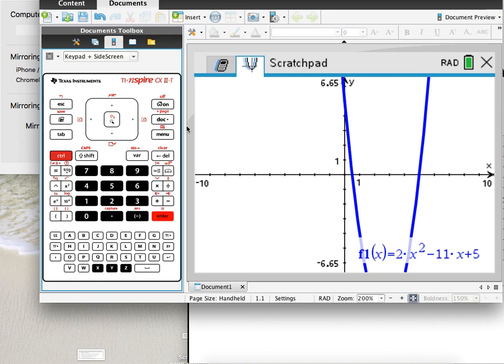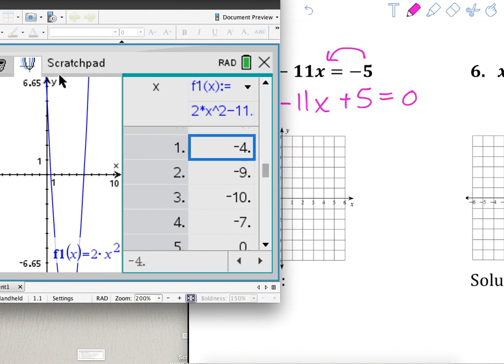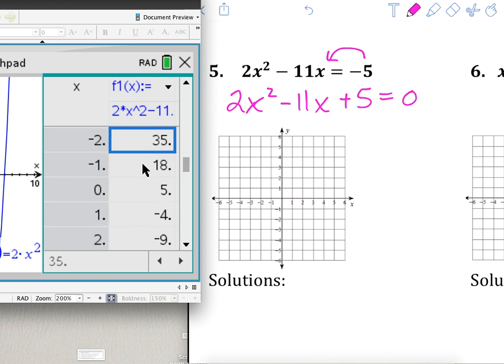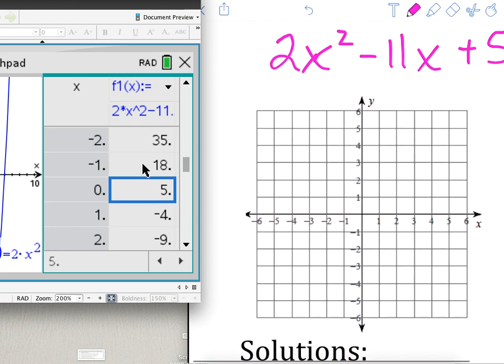Okay, so we're still going to do the table, Control-T. Slide this guy over here, and we're going to look for some points that fit. Okay, well, if I start up here, negative 235, nowhere close, right? Negative 118, no. 0, 5 will fit. Let's go ahead and graph 0, 5. We'll zoom him in a little bit. So 0, 5. I can fit 1, negative 4. That's way down here. It's a really steep parabola. Okay, 2, negative 9 doesn't fit.